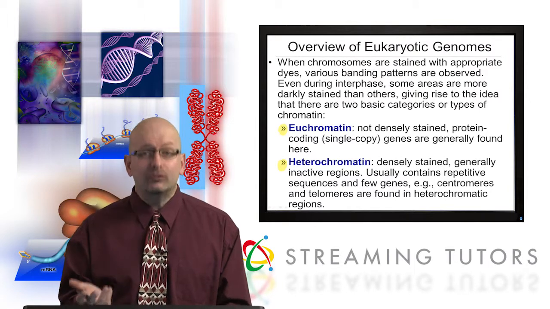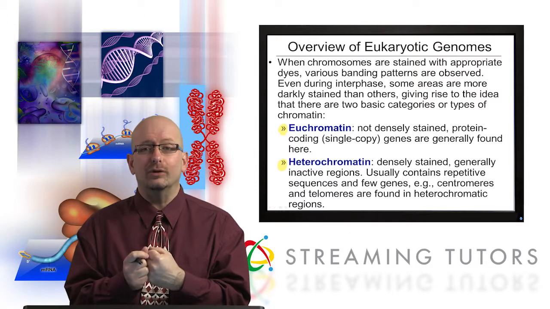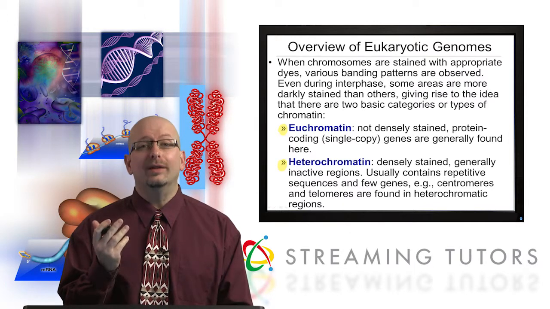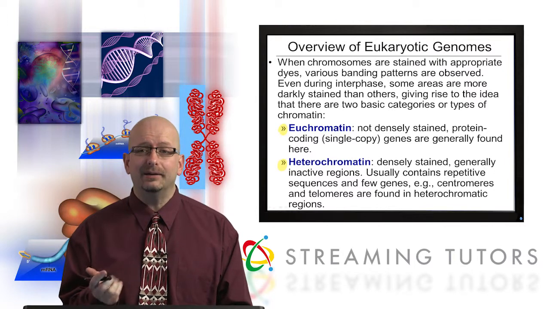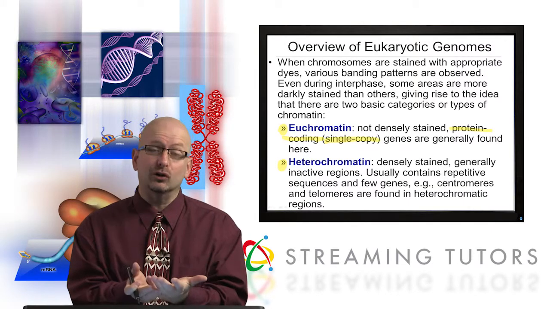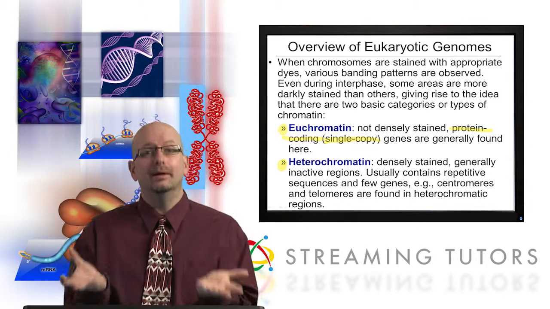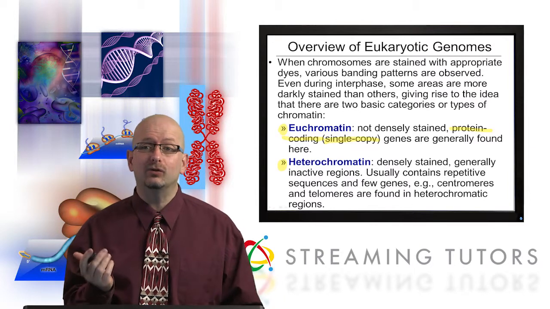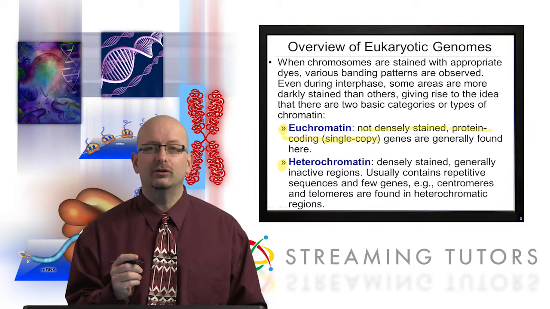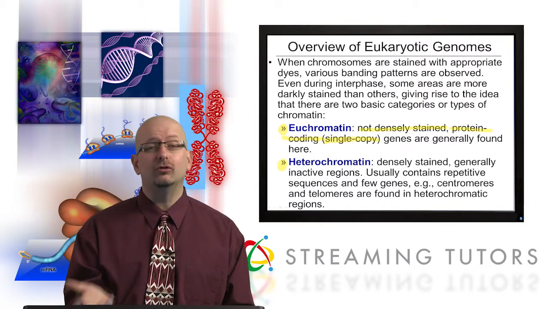Euchromatin tends to be not so densely stained. And the density has to do with how much DNA is in that particular region. So the interpretation of the fact that it's not densely stained is that these are single copy genes, and that tends to mean that these are where the protein coding genes are. They're not very compacted, which goes along with our previous discussion, because by and large these genes have to be open because they may be interacting with the machinery of the cell. So euchromatin is not densely stained.